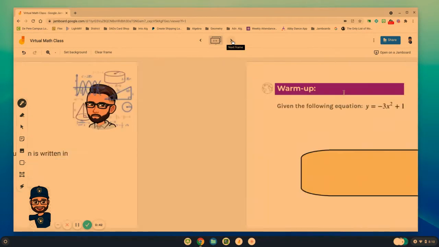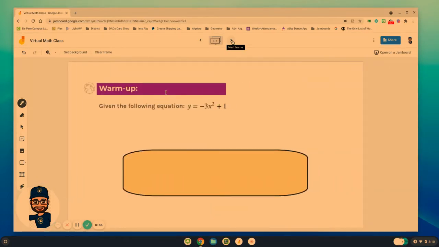Now, before we get into that, I want to quickly review a little bit of a warm-up with you. If we are given this equation, y equals negative 3x squared plus 1, what are some of the characteristics that you can identify of this graph? For example, you should be able to tell me that it's a parabola, right? Anytime we have an x squared, it is a parabola. And because it's a parabola, it's going to open up or it's going to open down, depending on which value we get for a. Since it's negative 3, it will open down.